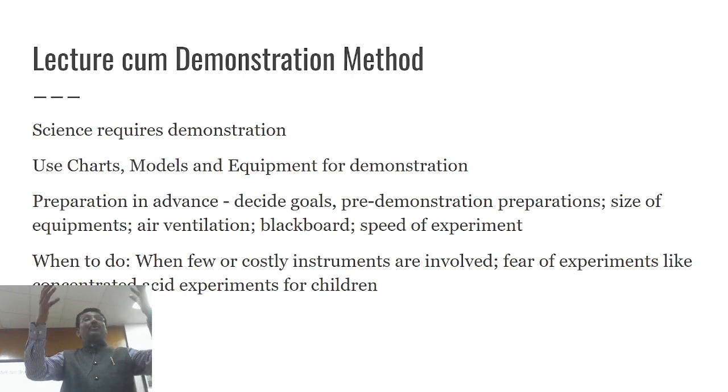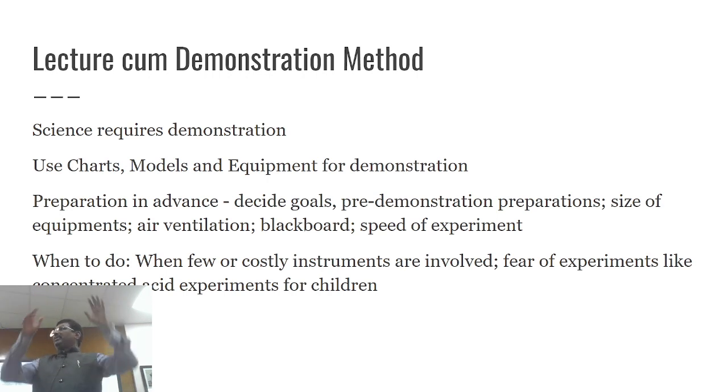You have to demonstrate in such a way that the last person is also able to see it. Make a big chart or keep your experiment table on top. If you are doing an acid-base titration, do it so that the last person is also able to see. Keep the light on in the laboratory, because in a dark room experiments, if you are doing a litmus test, will not be visible to the last person. So all these care have to be taken.